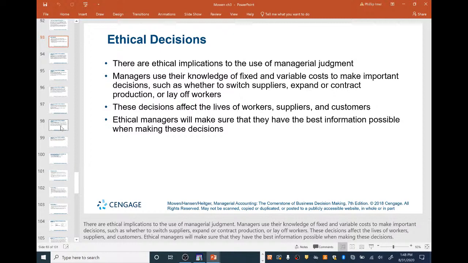Now, these decisions are obviously going to affect the lives of workers, suppliers, and customers, right? Because it's all one big picture. If we switch to a different supplier, then they're going to hurt on their end because they've lost sales revenue. If we lay off workers, then obviously our workers are going to be affected directly because they're going to lose their paycheck, right?